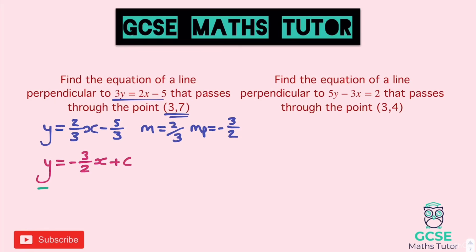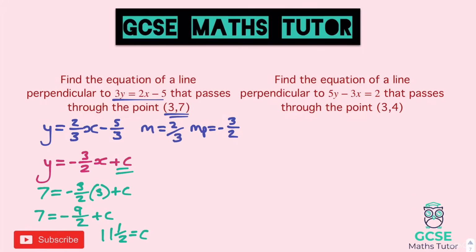So 7 equals negative 3/2 times 3 plus c. Times that out, we get 7 equals minus 3 times 3/2 is minus 9/2 plus c. And that's 4 1/2 or 4.5. So if we add 4 1/2 or 4.5 over to 7, 7 plus 4 is 11, plus the extra half is 11.5. So 11 1/2 or 11.5 equals c. And now we can plug that in place of the c up here.